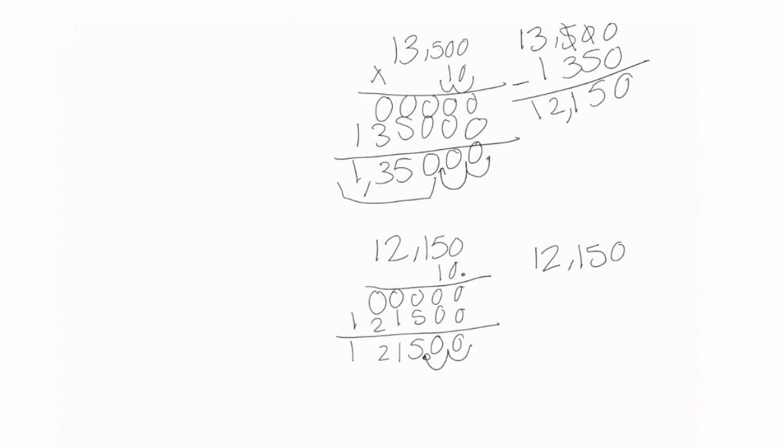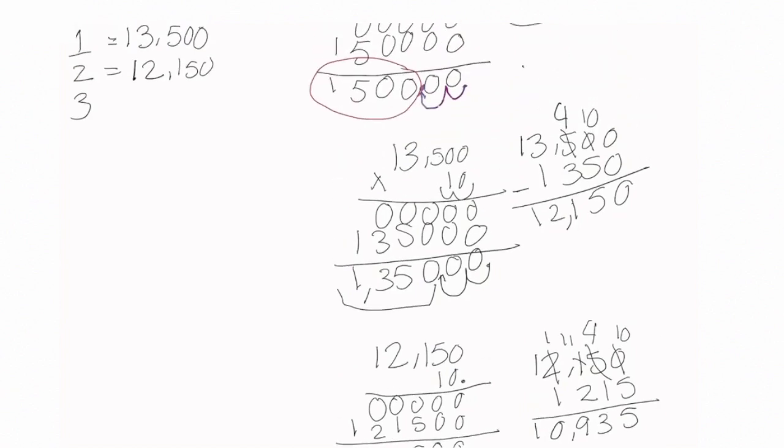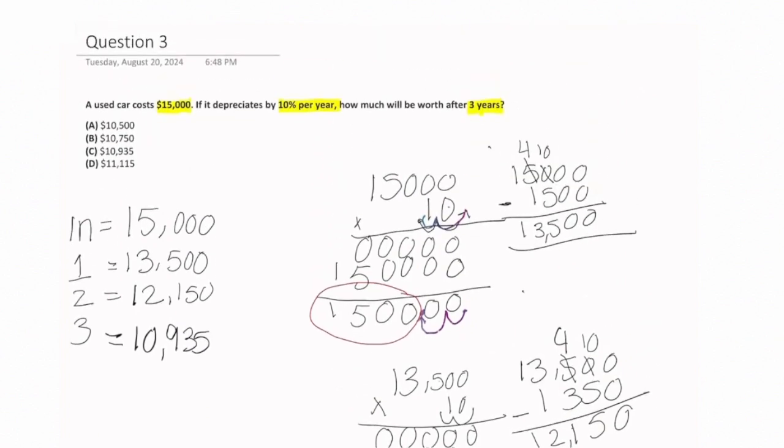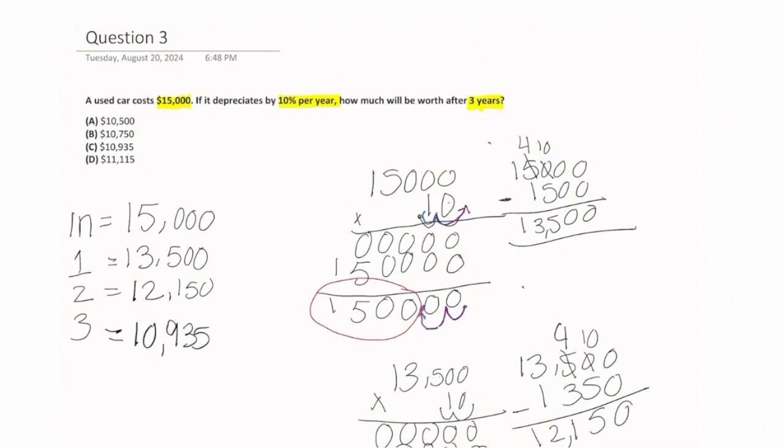10% of our year 2 amount will be $1,215. We're going to subtract that from our year 2 amount, $12,150, and this is how we will find our year 3 amount for the vehicle. And our year 3 amount will come up to $10,935. That will be our year 3 amount of the vehicle after depreciating 10% from each year, which makes our answer C.